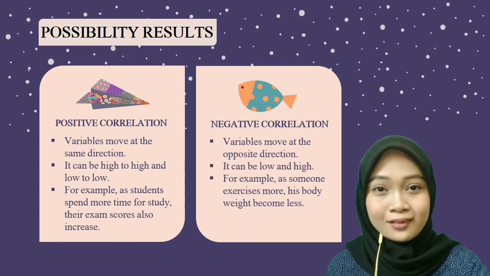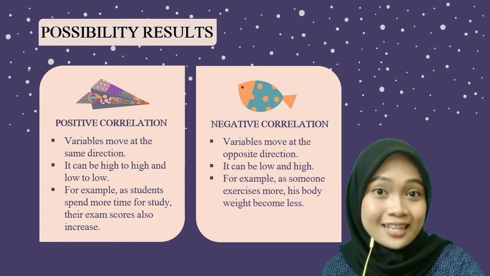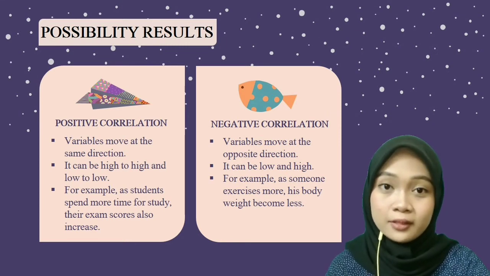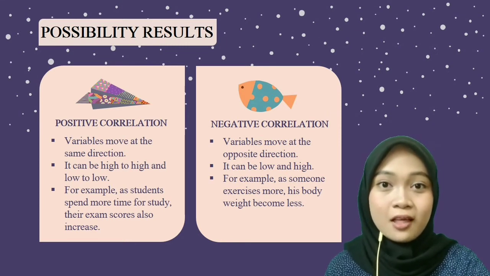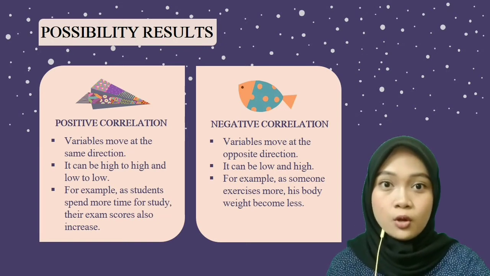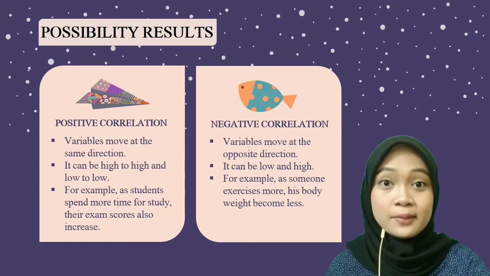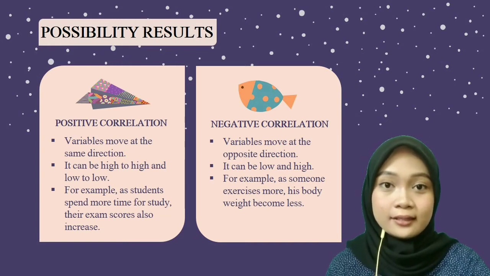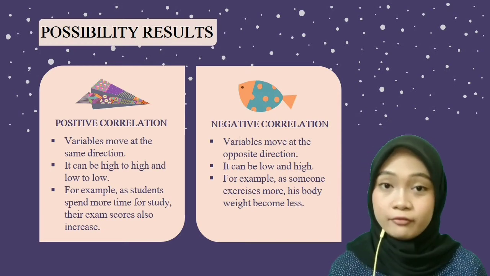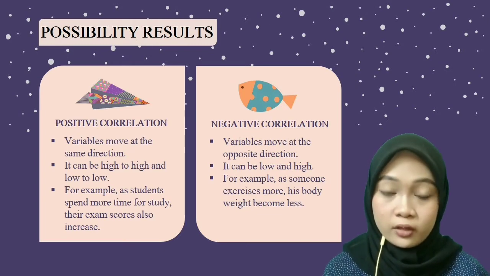How about the last one? Well, zero correlation, as its name suggests, means that the variables do not have any relationship at all. So the result of your research may be zero. And yeah, there is no correlation between variable 1 and variable 2, and there is no relationship between them.